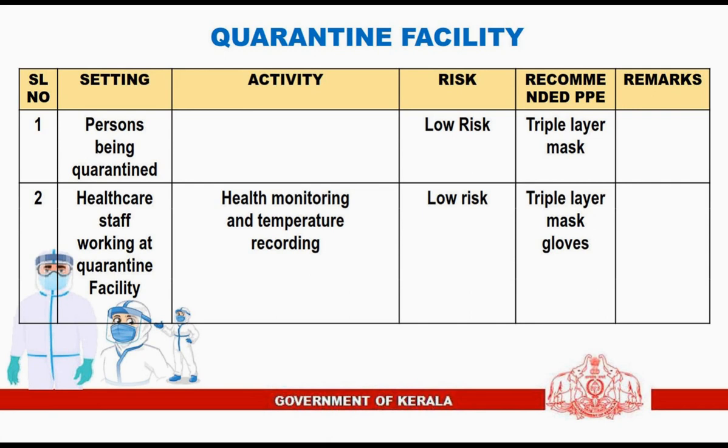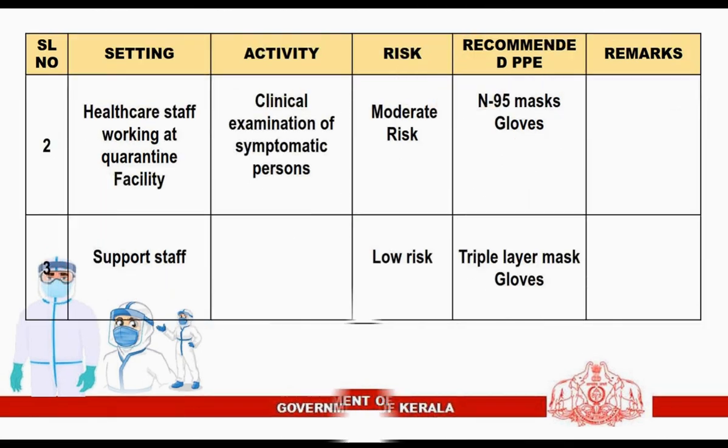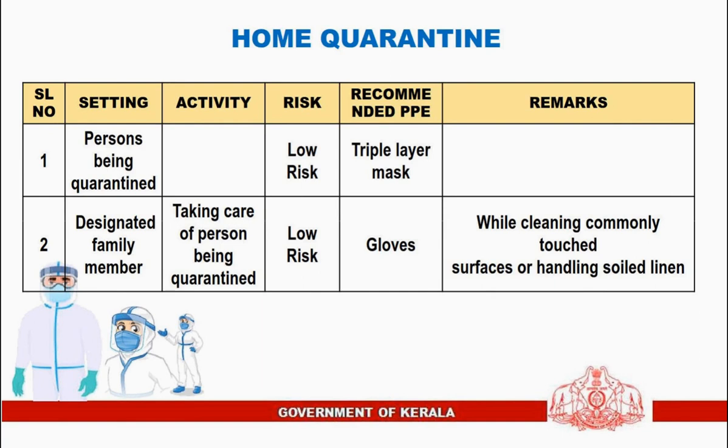Healthcare staff performing an examination of the quarantined person have a moderate risk of exposure. Personal protective equipment required for them is N95 masks and gloves. While the support staff in the quarantine facility have a low risk of exposure, personal protective equipment required for them is a 3-layer mask. Now we will see the personal protective equipment required in home setting.